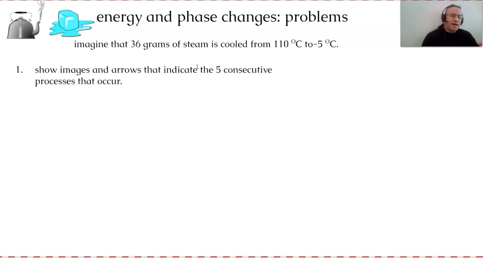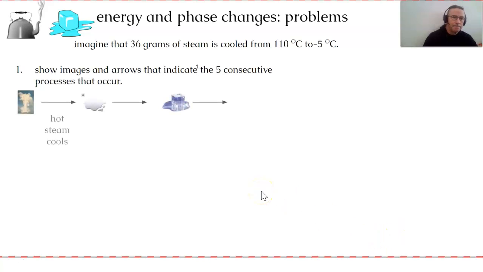First, let's consider the 5 consecutive processes that occur. And you would need that to solve this problem. And I've shown it visually here. We're starting with steam. It has to cool down to 100 degrees, which is cool enough to condense. It can then, as liquid water, keep cooling down in your freezer, let's imagine, from 100 to 0 degrees Celsius, at which point it will freeze.